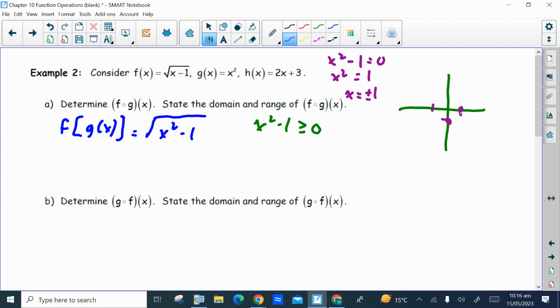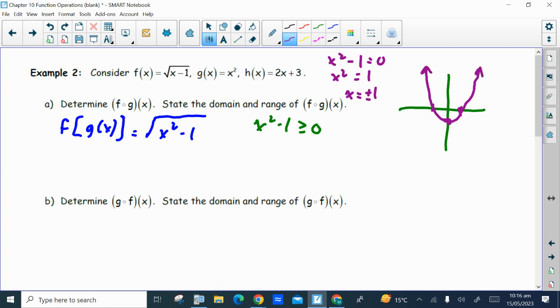That's where the graph starts. Those are the x-intercepts. And the graph goes upwards and to the right from positive 1, and upwards and to the left from negative 1. That is the graph of the square root of x squared minus 1. And actually, I'm going to back up here. I was graphing not the square root of x squared minus 1, but just x squared minus 1.